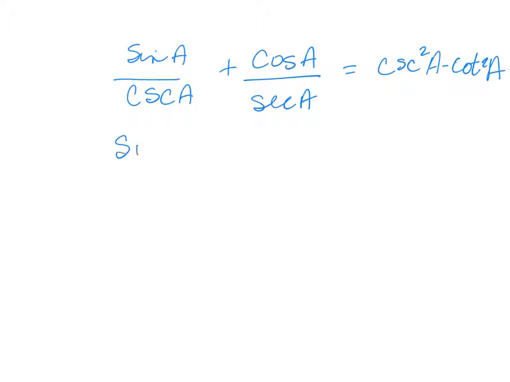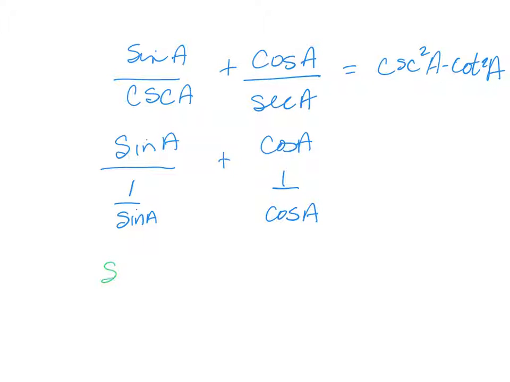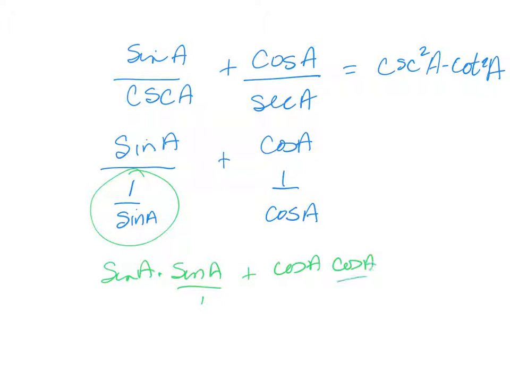So if I have sine of A, cosecant is 1 over sine of A. And then if I have cosine of A, secant is 1 over cosine of A. Well, when I divide by a fraction, it's the same as multiplying by its reciprocal, right? So this is sine of A times sine of A over 1, really, because I'm flipping him upside down, plus cosine of A times cosine of A over 1.